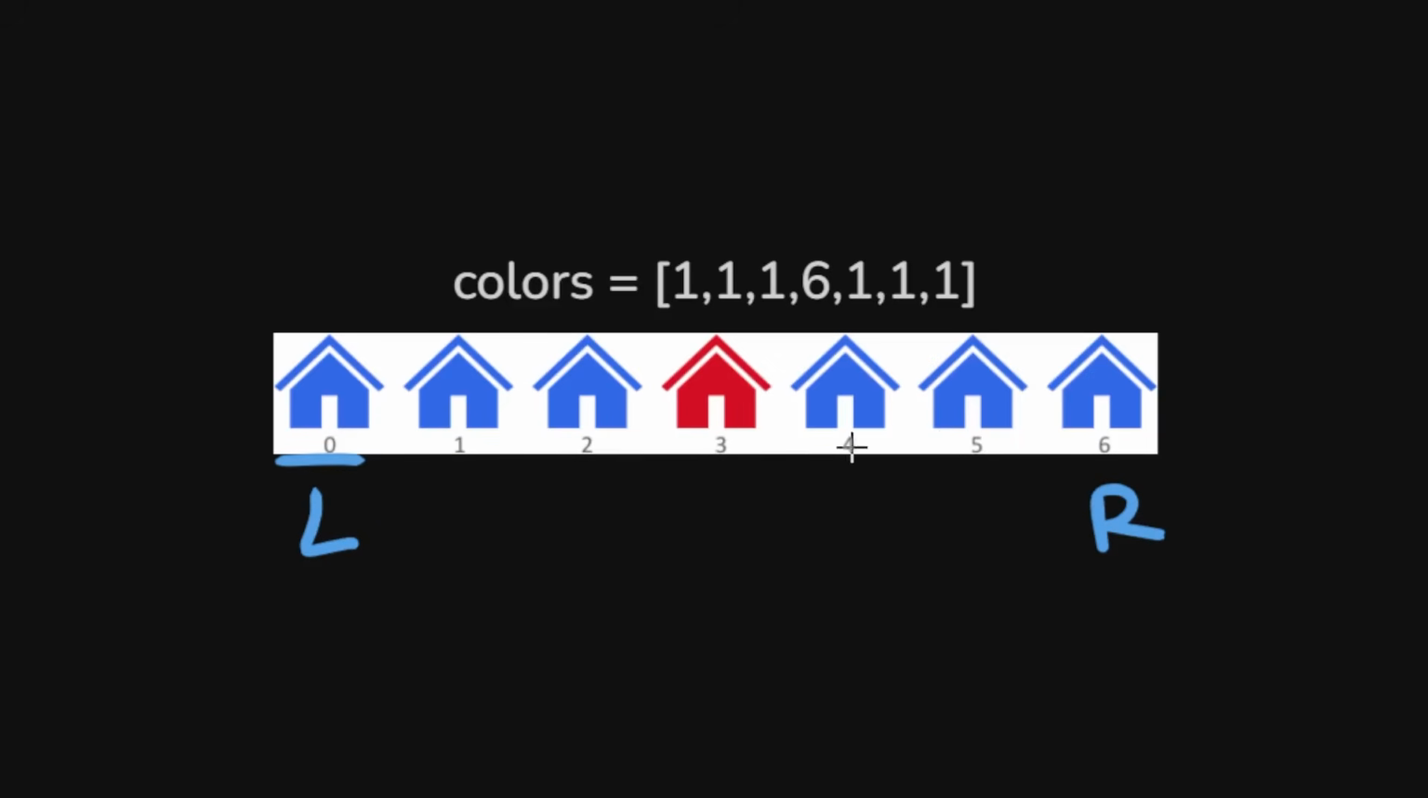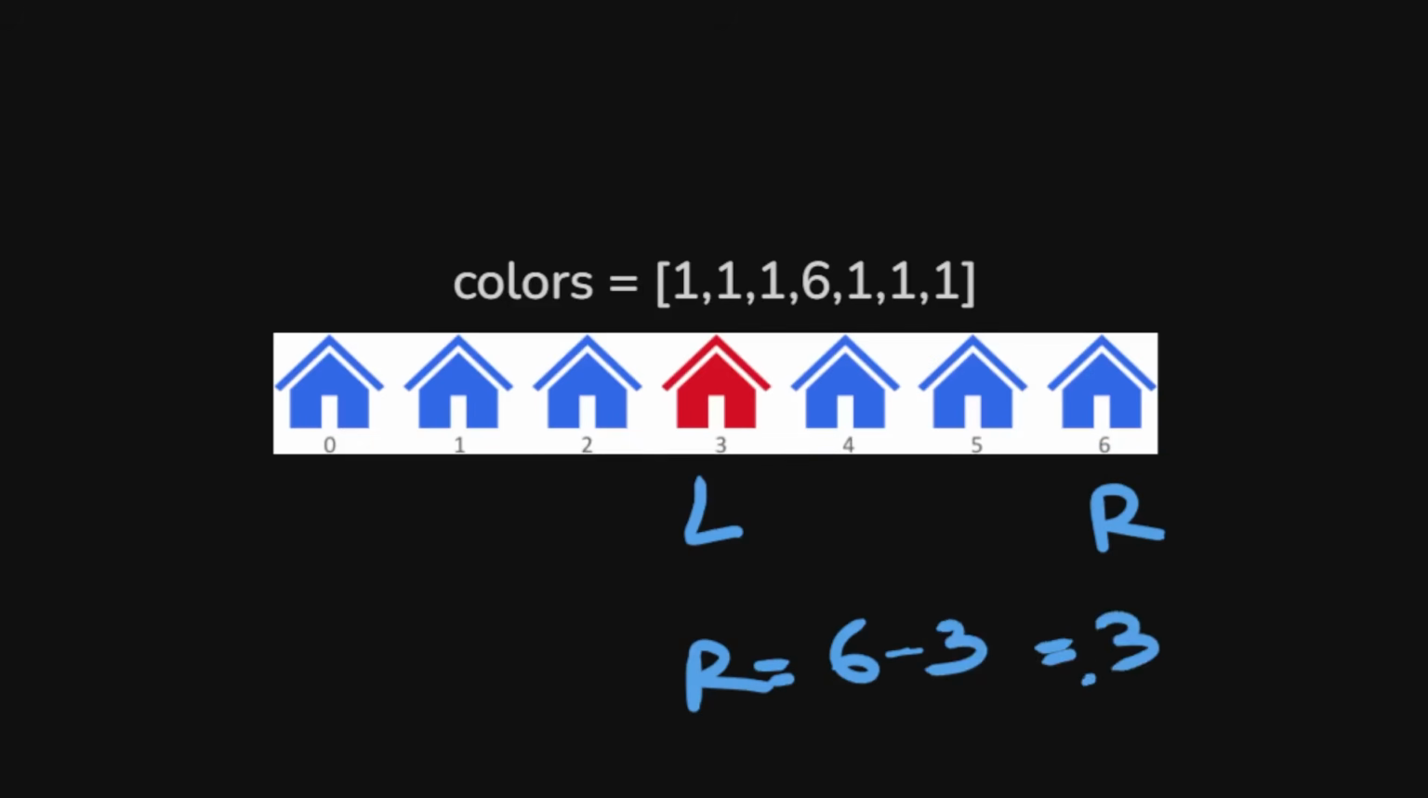And now we are checking if these two houses have the same color. In this case, they do. And now we have two choices. We can either update left or update right. Let's say that we decide to update left. Now these two houses have the same color again, so let's update left again. These two houses are blue, so we update left. Now these two houses have different colors, so we can return 6 minus 3, which is 3. And this happens to be the right result for this example, but we are missing something.